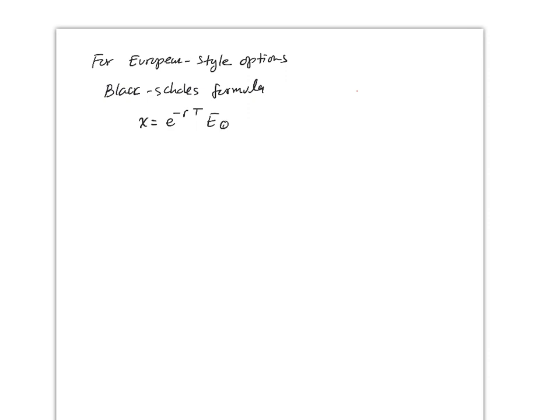As we just showed, for European style options, the famous Black-Scholes formula is given by this: x is equal to e to the minus r t, expected value of f of S0 e to the theta, where theta was normal, with mean r minus sigma squared over 2 times t, and variance sigma squared t.